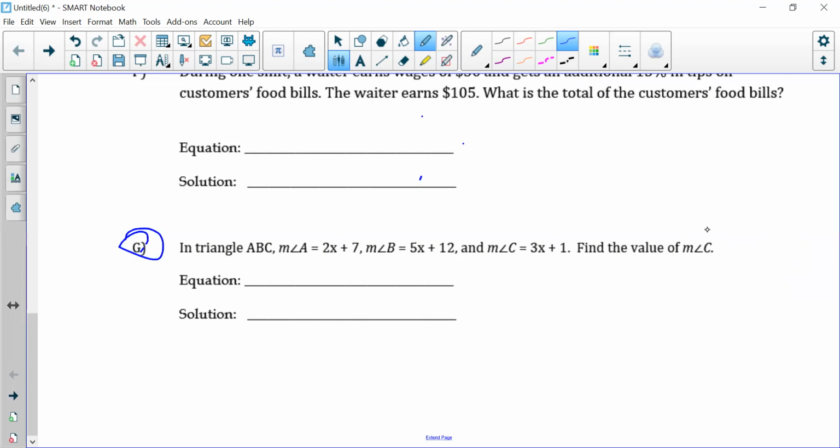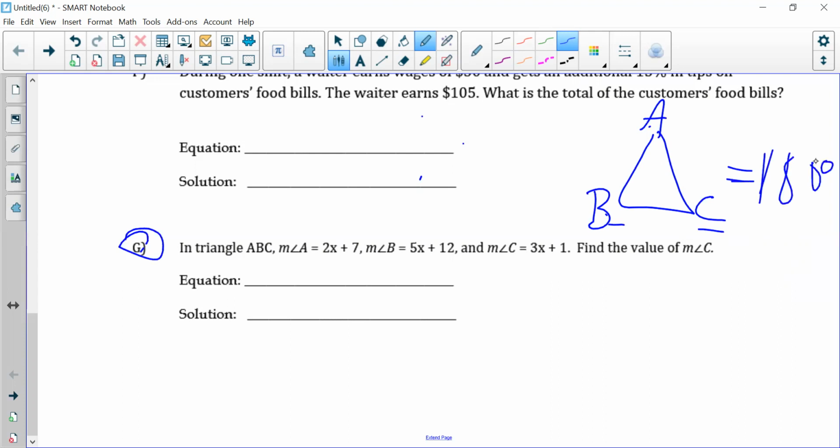What do you know about the measures of the angles in a triangle? If you remembered that they together add up to 180 degrees, that's what we're going to use, remember? So the measure of angle A plus the measure of angle B plus the measure of angle C equals 180 degrees.